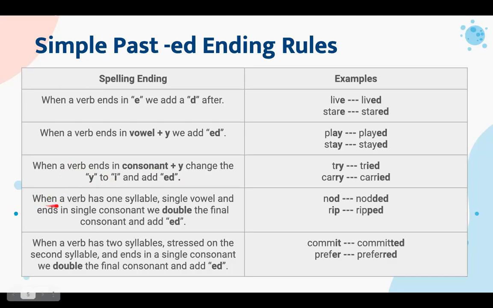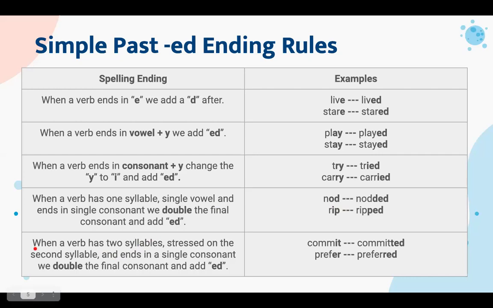Okay, and here it says, when a verb has one syllable, single vowel, and ends in a single consonant, we double the final consonant and add ed. Entonces, cuando tiene una sola sílaba, una sola vocal, y termina en una sola consonante, duplicamos la última consonante and add ed. So nod, nodded, rip, ripped. As you can see, the D is doubled and the P is also doubled.